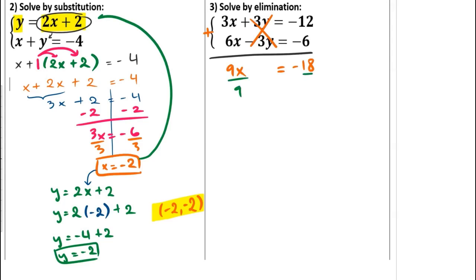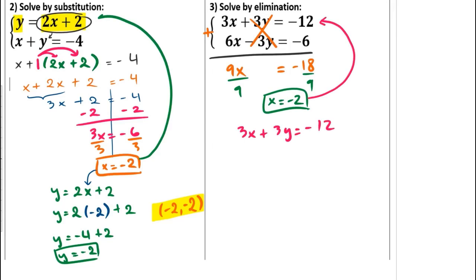We divide by 9 on both sides, x equal to negative 2. Then we take this, plug into one of the original equation. So 3x plus 3y equal to negative 12, and your x is negative 2. So 3 times negative 2 plus 3y equal to negative 12. That will give you negative 6 plus 3y equal to negative 12.